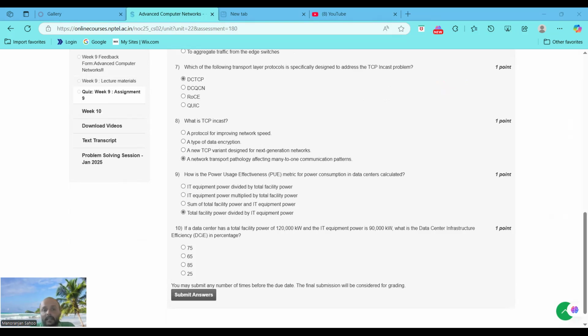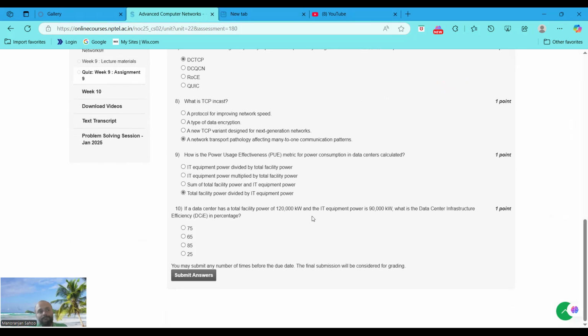But A we consider incorrect. Why? Because this is the inverse, DCiE. B and C are also incorrect because they are not the correct formula. So the correct formula is what? Option D, total facility power divided by the IT equipment power. Clearly visible.